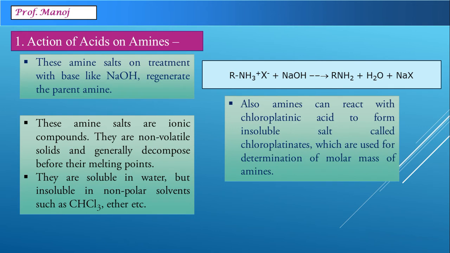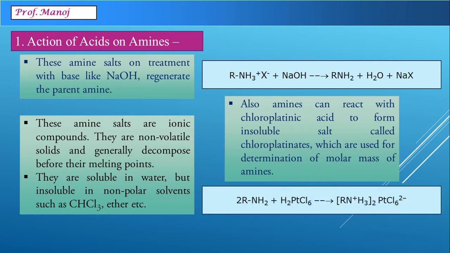Also, amines can react with chloroplatinic acid to form insoluble salt called chloroplatinate. These are used in the determination of molar mass of amines. As the reaction goes, you can see the amine is reacting with chloroplatinic acid H2PtCl6. It produces a complex and this is called chloroplatinate insoluble salt. Finding the molecular mass of this, the original molecular mass of amine can be found out.